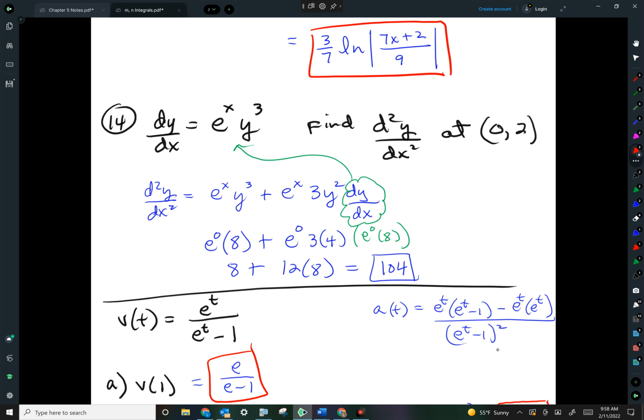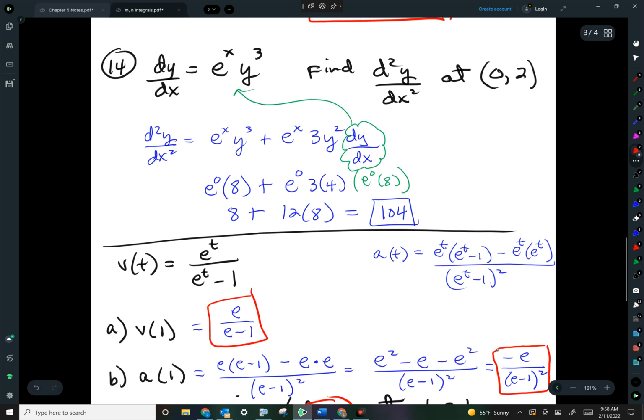Negative E plus E over E to the t minus 1 squared. Okay, so after she did the quotient rule and simplified, she got it to here, and that's correct. Now what's so hard about plugging in 1? If you plug in 1, don't you just have negative E to the first over E to the first minus 1 squared? You just didn't want to say it. So there's part B.